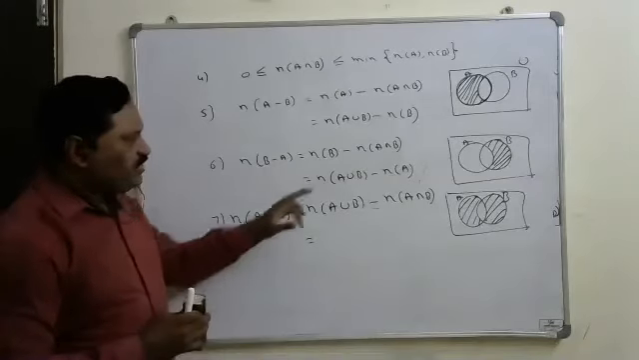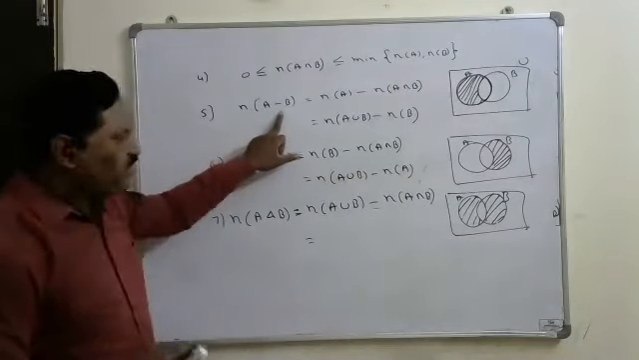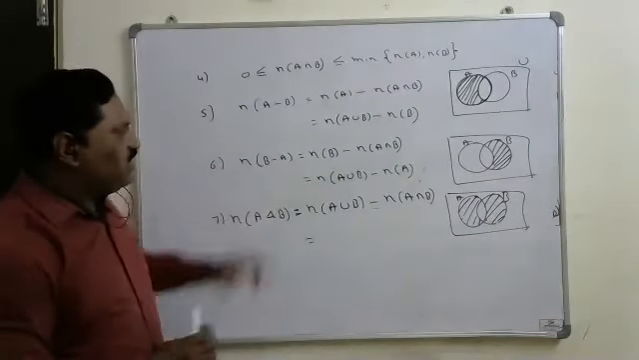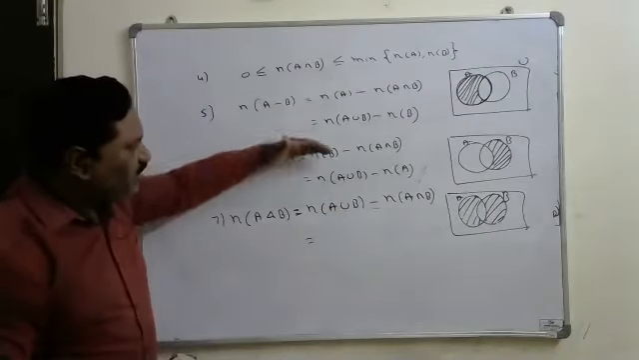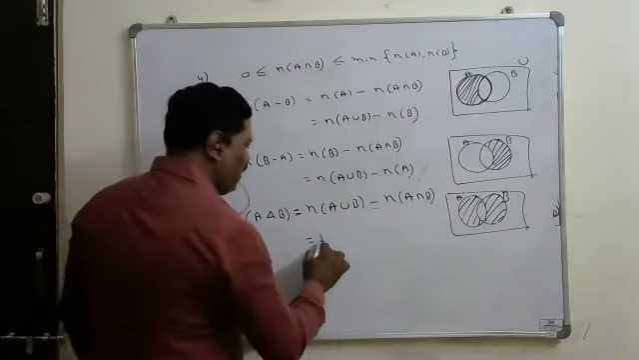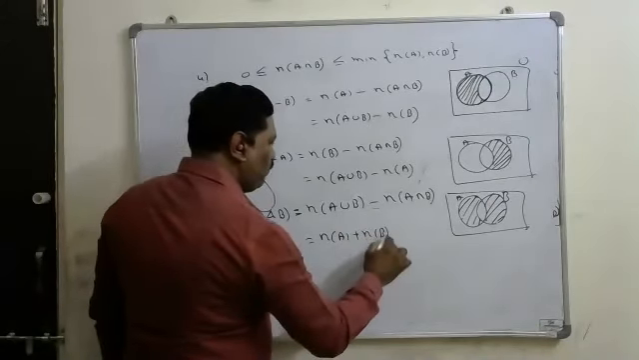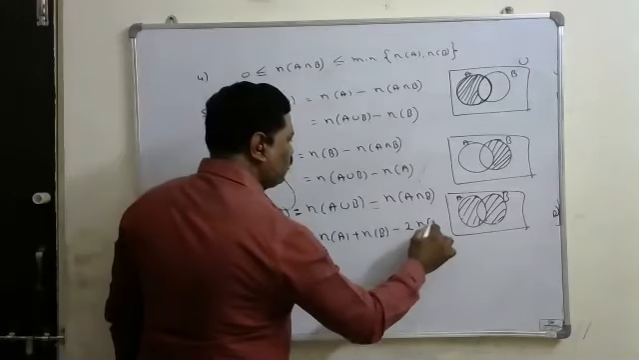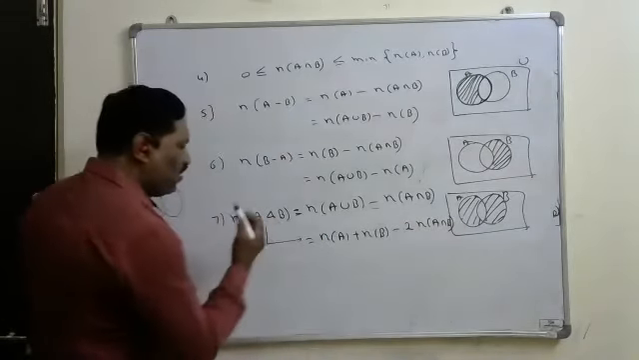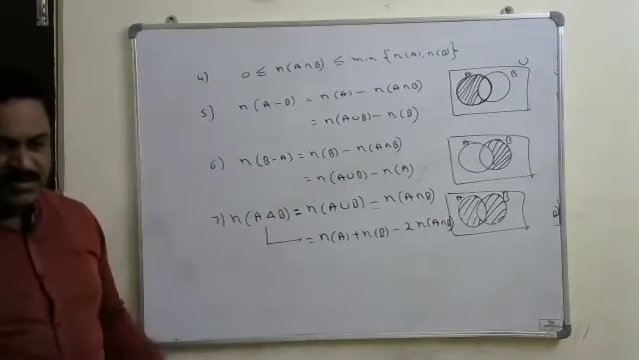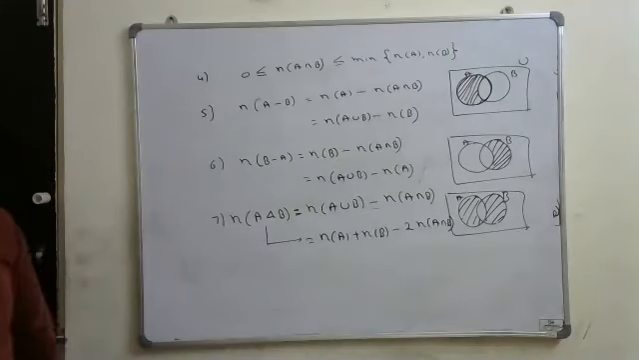n of A delta B means we should add this area and this area, meaning n of A minus B plus n of B minus A. If we add both of these, what do we get? n of A plus n of B minus 2 times n of A intersection B. So this is the formula for n of A delta B. These are the formulas we have to remember.